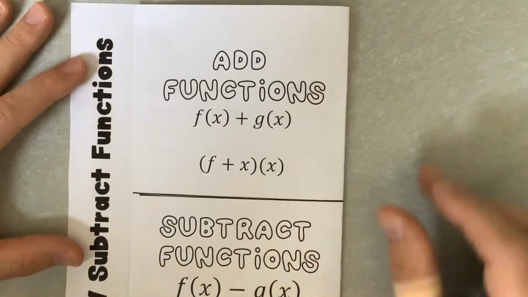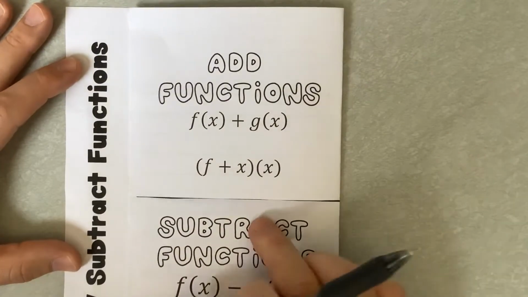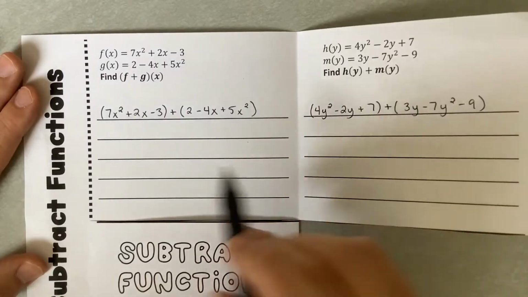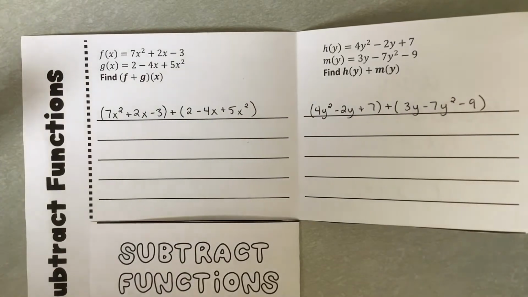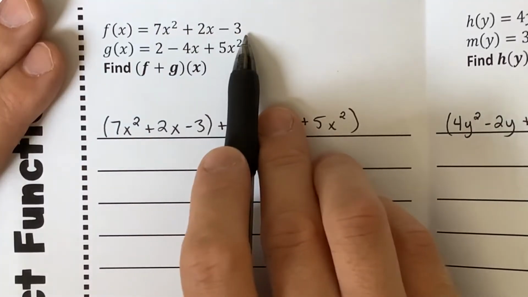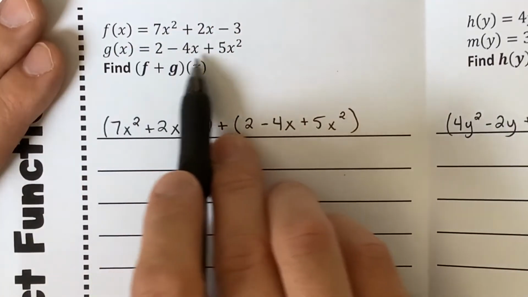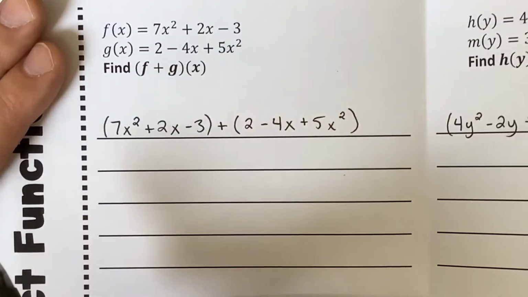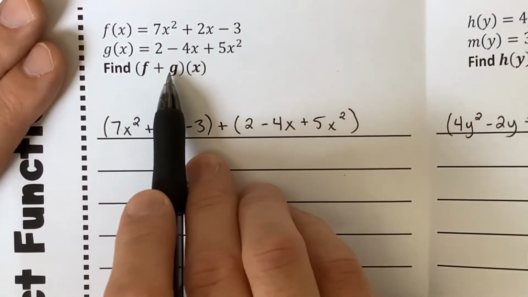Now, with that said, we're jumping right into it. Adding functions. So what's gonna happen is, we got two problems here. You can notice I pre-wrote some things to save some time, but they give me f of x, a function. G of x, they gave me a function. And they want me to find f plus g of x. So they want me to add the f and g function together.